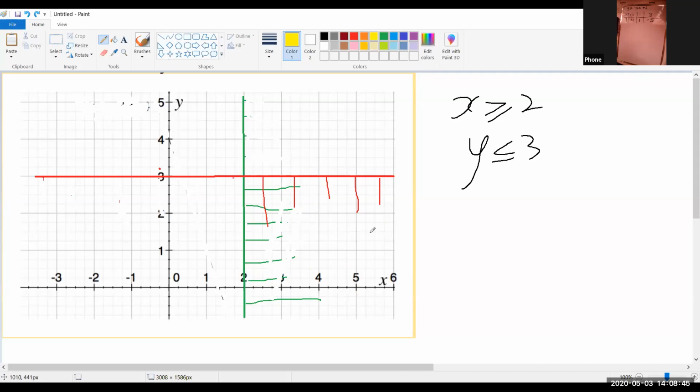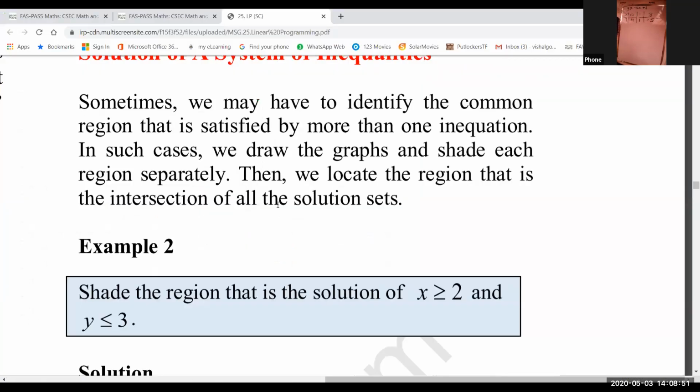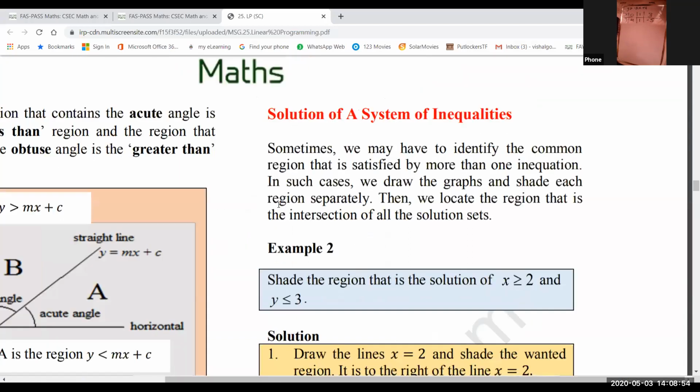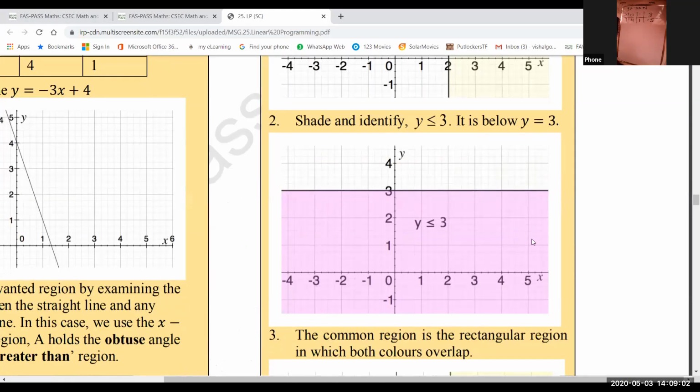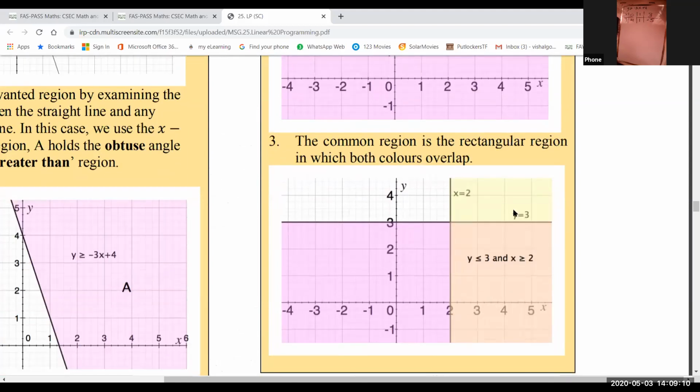No, sir. Okay, so let's go back to the handout now. So this would have been what I shaded before with x is greater than 2, right? This is also how it would look when I drew y is less than 3, and when we combine them both together, the orange region here represents the common region, okay? So this here would have been the common region, and this is the only region you're shading in your exam.